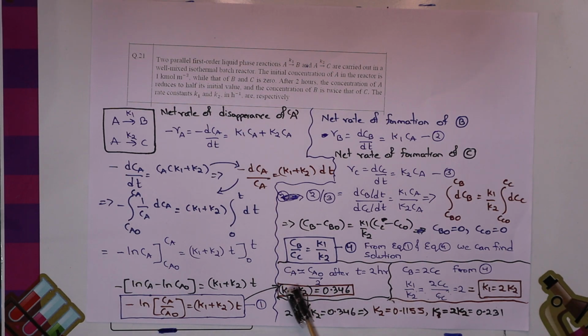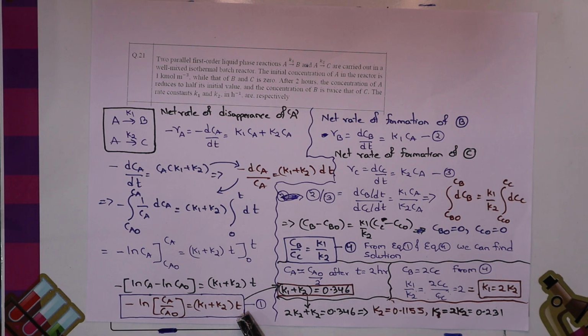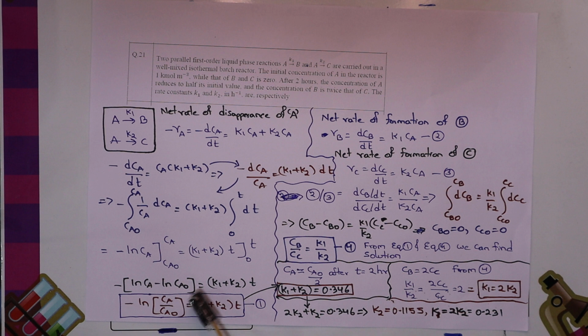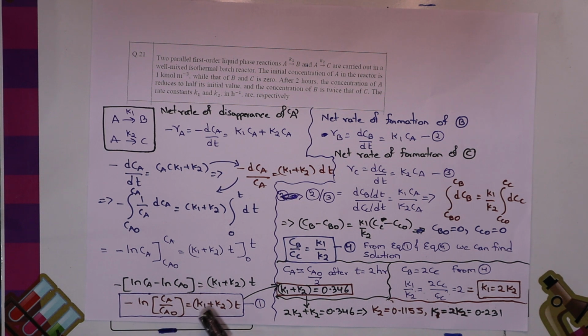That means Ca is equal to Ca0 by 2 after 2 hours. In place of T you put time, and in place of Ca you put Ca0 by 2. If you shuffle the terms, Ca0 cancels out. In place of time you have to put either seconds or hours, because everything is given in terms of hours. So T you can take in hours.